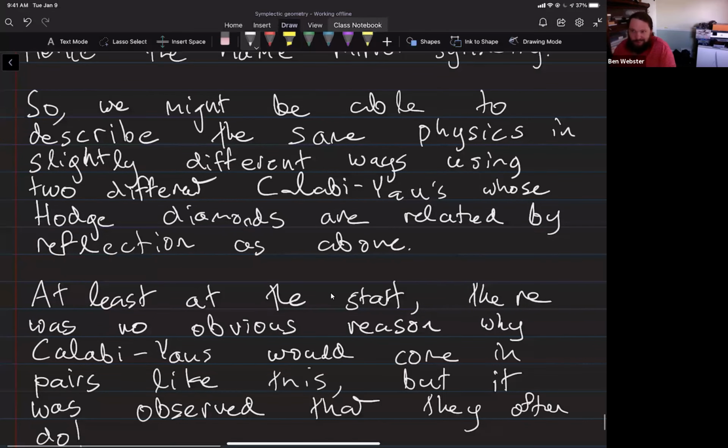And at least when this was first noticed, there was just, well, hey, we could do it this way and get this Hodge diamond. We could do it this other way and get this reflected Hodge diamond. Well, I wonder if Calabi-Yaos come in pairs such that we get these two different Hodge diamonds out of them. And people worked examples, and they kept finding examples of pairs of Calabi-Yaos that have exactly this relationship. The Hodge diamonds are reflections of each other, and there are lots of other things going on.